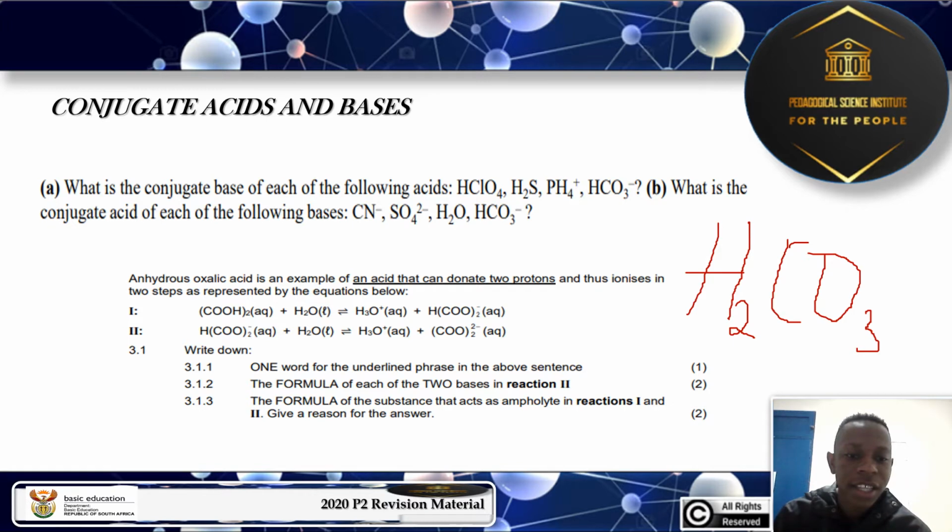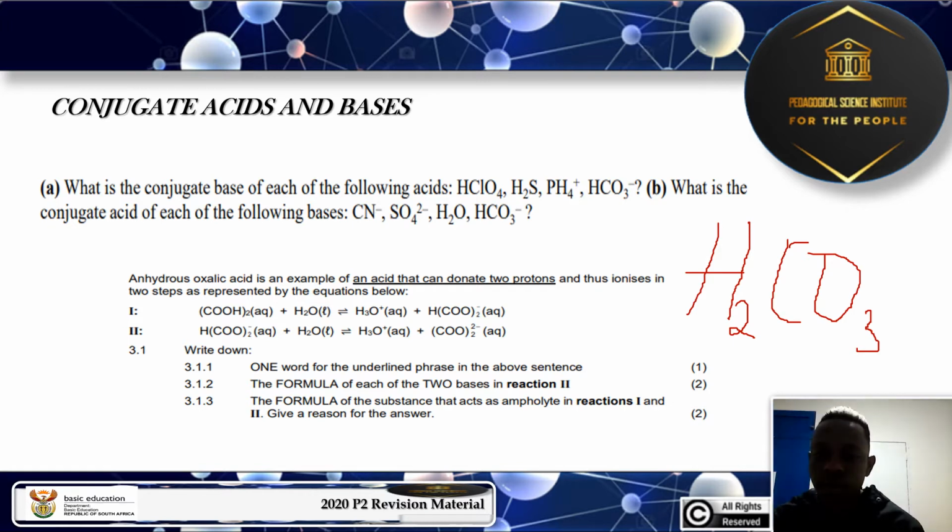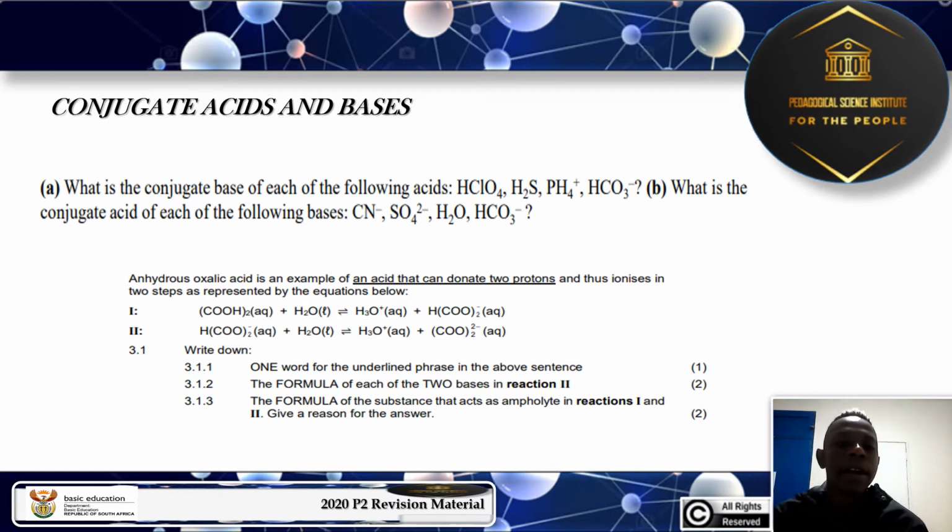Then let's continue. Let me erase over here. Now they are saying anhydrous oxalic acid is an example of an acid that can donate 2 protons and thus ionizes in 2 steps, as represented by the equation below.